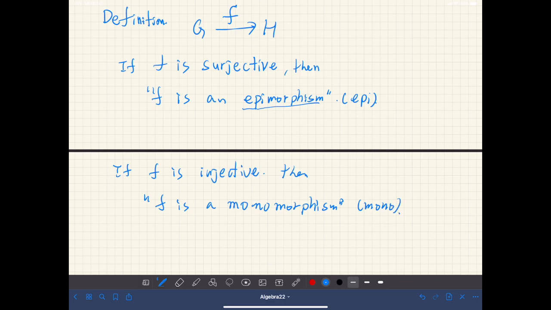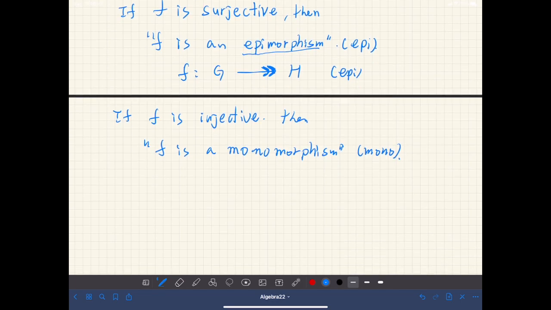When it is an epimorphism, we write F from G to H, and we add another head to the arrow. So this is epi. And in the case of a monomorphism, we write F from G to H, and we add this angular sign at the tail of the arrow.